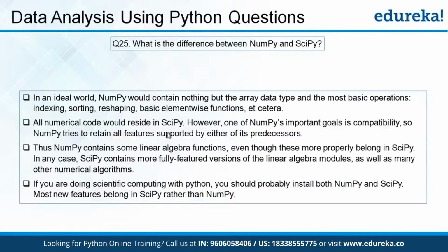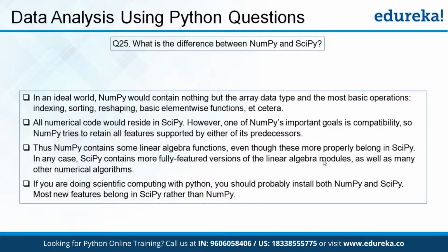SciPy has retained all the operations of NumPy, but it has a whole lot of its own operations. For example, NumPy contains linear algebra functions, even though they more properly belong to SciPy. Integration, differentiation, all these operations are provided in SciPy, and it's much easier. SciPy contains more fully featured versions of linear algebra modules. So if you're going to do scientific computing, it is advised to use both NumPy and SciPy together, which is a recommended thing.